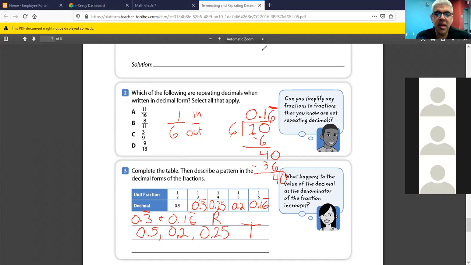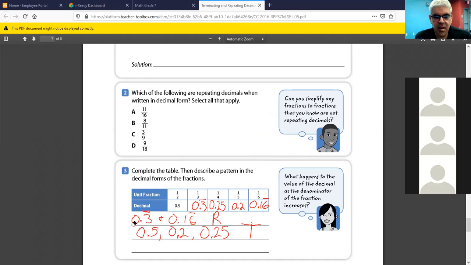So you don't have to copy my little division. That was for you to save time copying the table. So just copy the table. And after the table, first let me change this hideous color. Hang on. Finish copying the table and just write T for terminating or R for repeating under the decimals. Okay, I'll be right back.